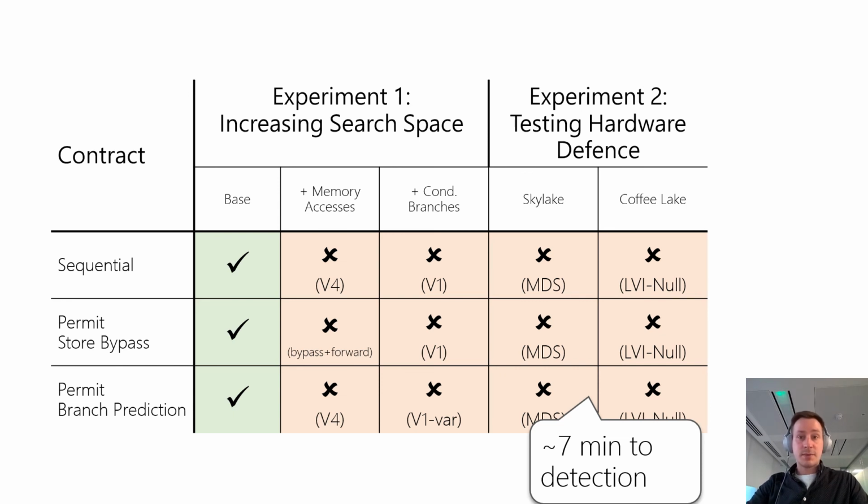In another experiment, we tested a hardware defense against MDS in Coffee Lake. First, we tested Skylake, and as expected, Revisor found MDS quite quickly, within several minutes. But when we tested the Coffee Lake in the same setup, the hardware mitigations should have prevented MDS. Yet Revisor found a violation, which appeared to be LVI, so the defense proved to be incomplete.